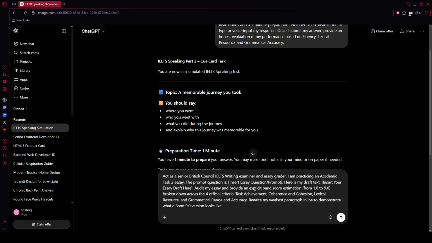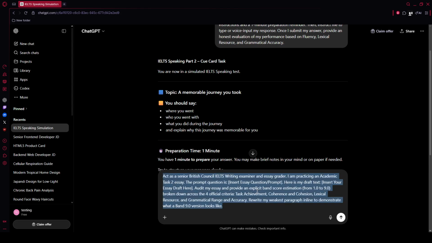Audit my essay and provide an explicit band score estimation from 1.0 to 9.0, broken down across the 4 official criteria: task achievement, coherence and cohesion, lexical resource, and grammatical range and accuracy. Rewrite my weakest paragraph in line to demonstrate what a band 9.0 version looks like. Compare the rewrite to your draft and revise until your structure and evidence are clear and cohesive.